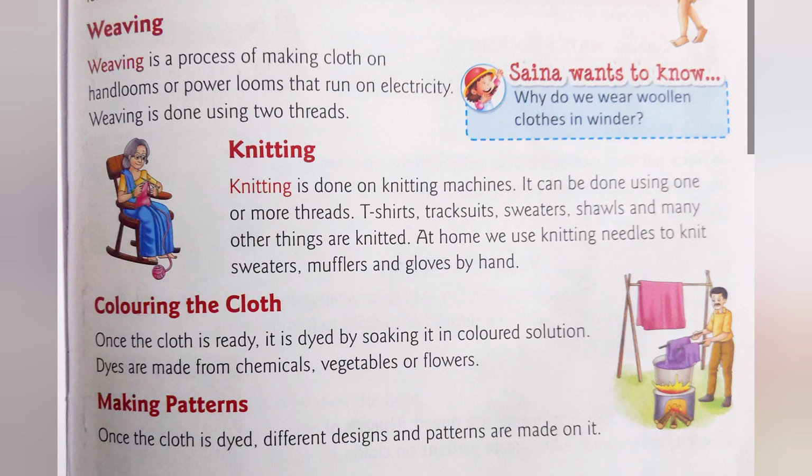How do we make patterns on the cloth? Making patterns. Once the cloth is dyed, different designs and patterns are made on it. Let us have a close look at different techniques used to make patterns on the cloth. Tie and dye. Tie and dye is a speciality of Rajasthan. This technique is also called bandhani. It is done by tying up areas of cloth very tightly so that the dye does not reach them.